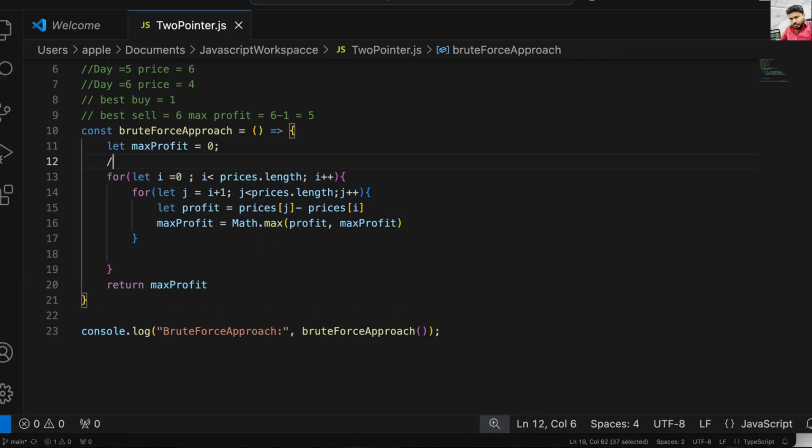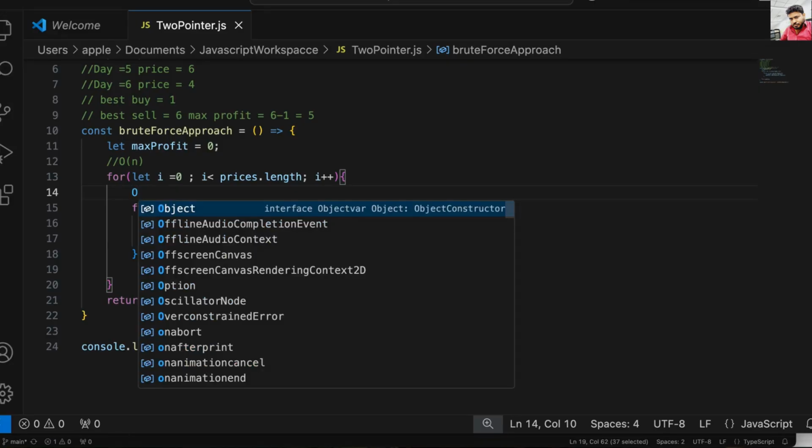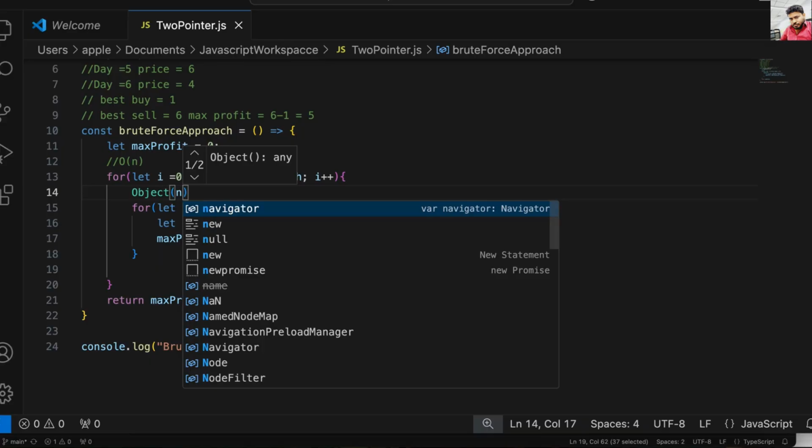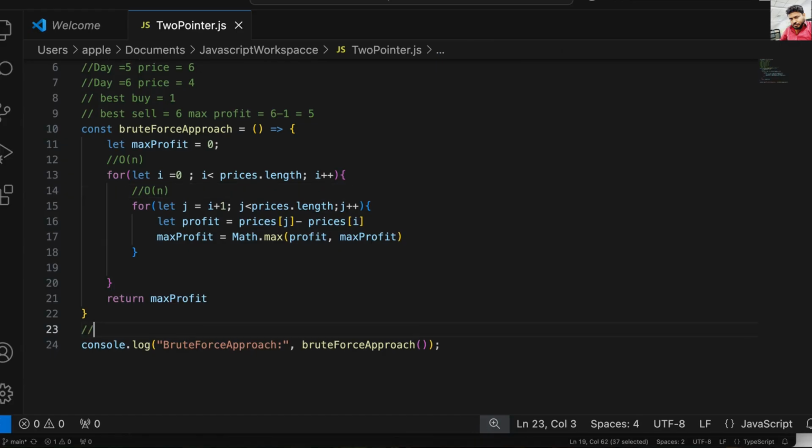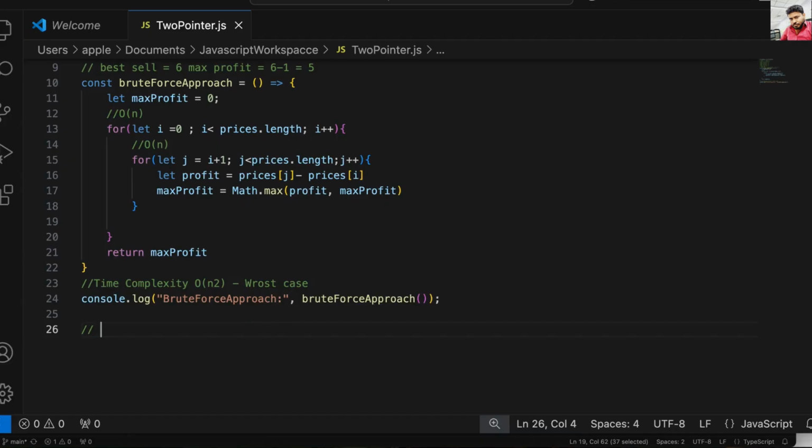But here it will be order of n, and one more loop that is also order of n. So we are having two order of n, right? So the whole time complexity will be order of n power 2. But this is the worst case because we are looping through two iterations. So how can we loop through one iteration? That is the optimal approach.